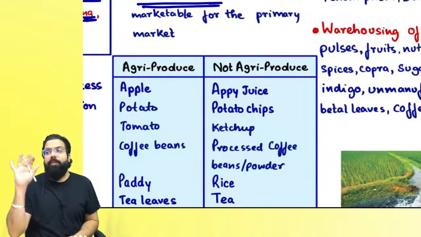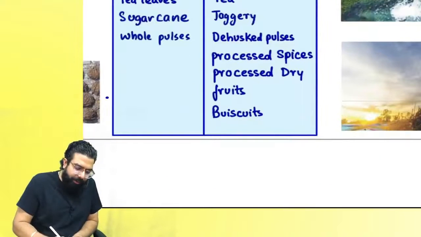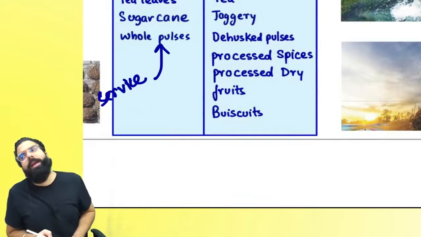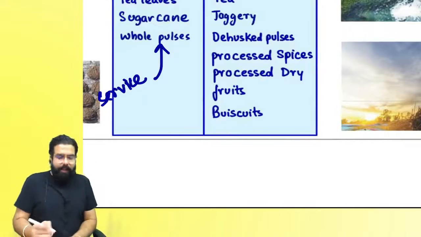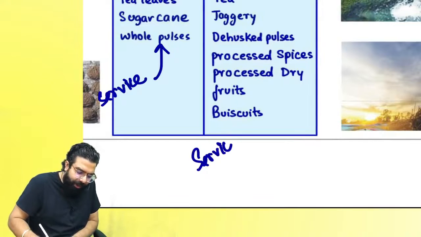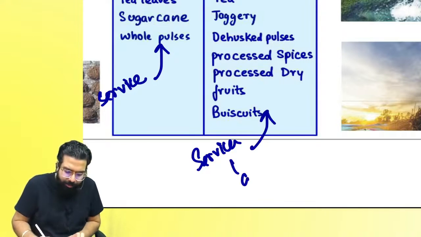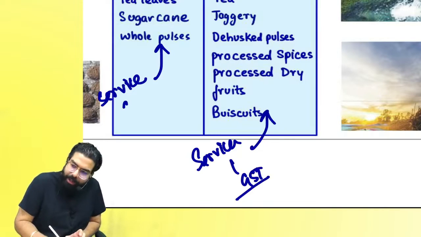Always remember, the services which you take that keep agricultural produce as agricultural produce will attract no GST. But if you take some services because of which agricultural produce becomes non-agricultural produce, then on those services GST will come. Are we clear, everyone?